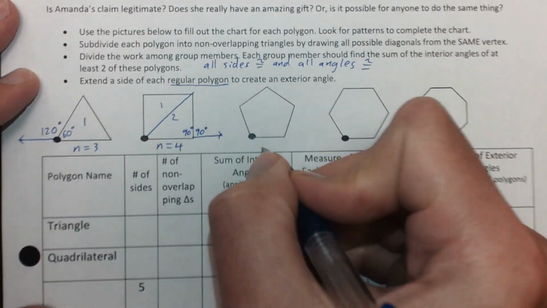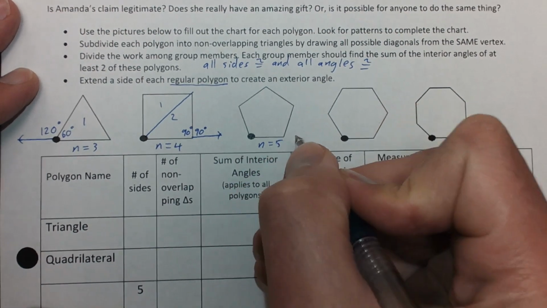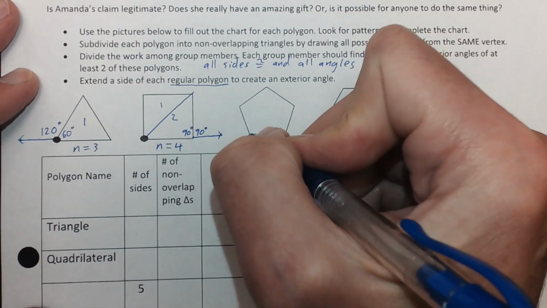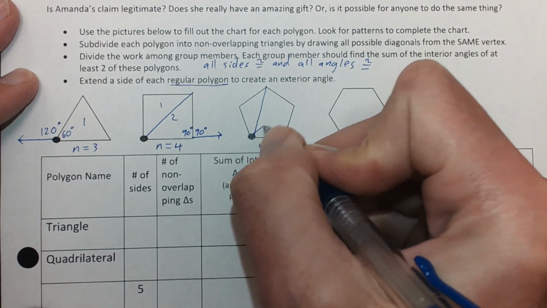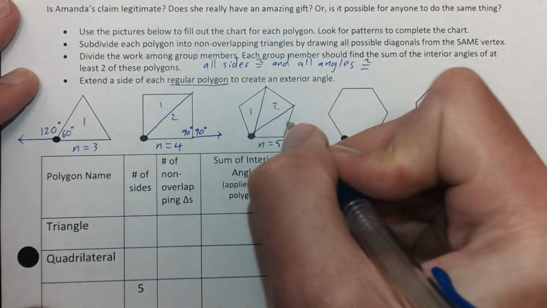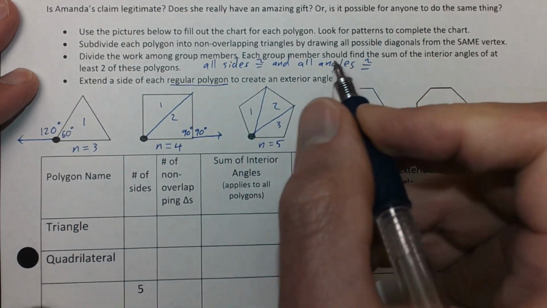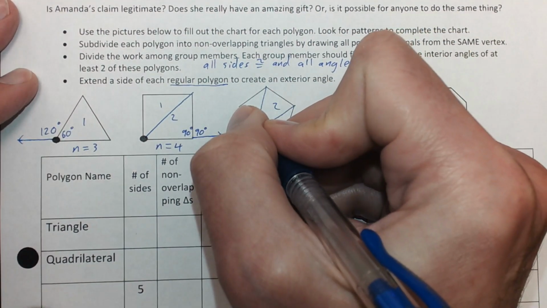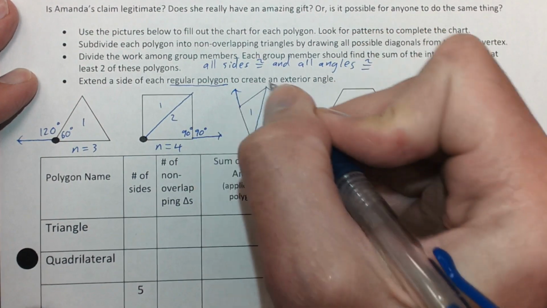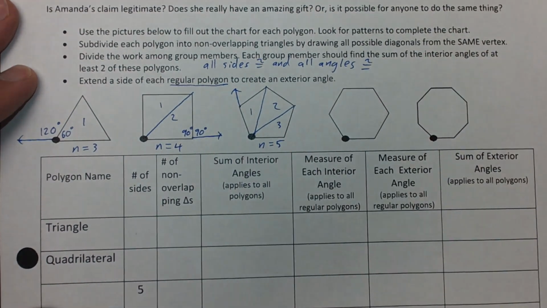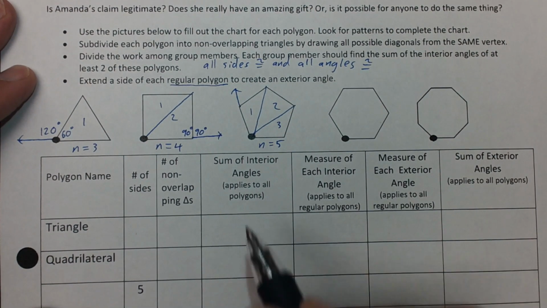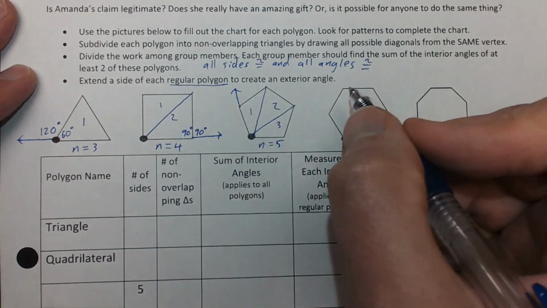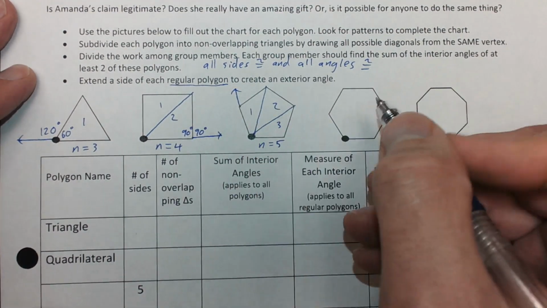This is a pentagon, so n is equal to 5. How many interior triangles are there? Well, let's count. 1, 2, 3. And let's draw an exterior angle. You can do this from any of the sides, but I'm going to extend this side. And you can see that's an example of an interior and exterior angle.